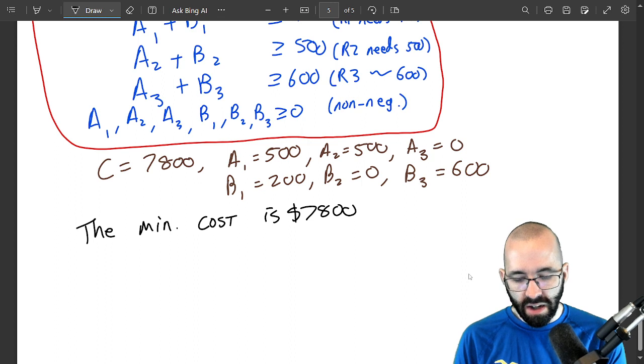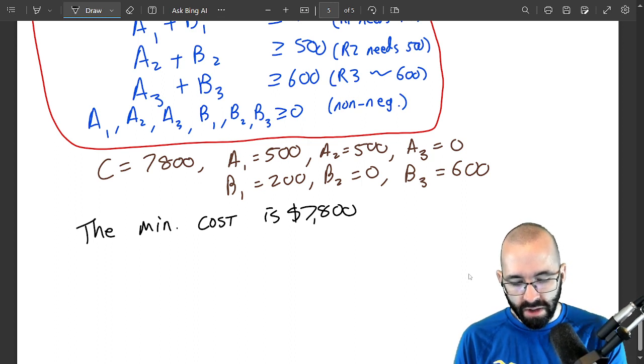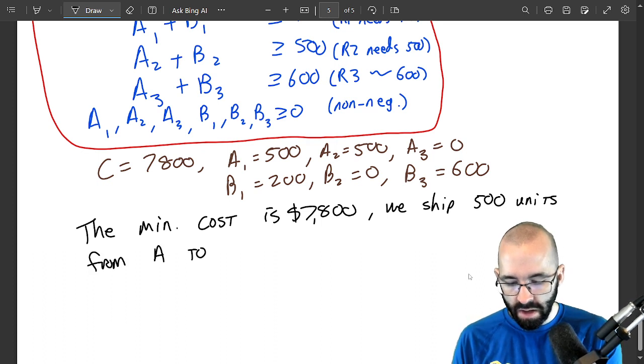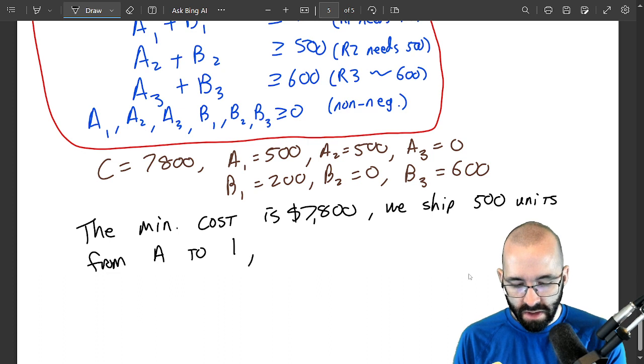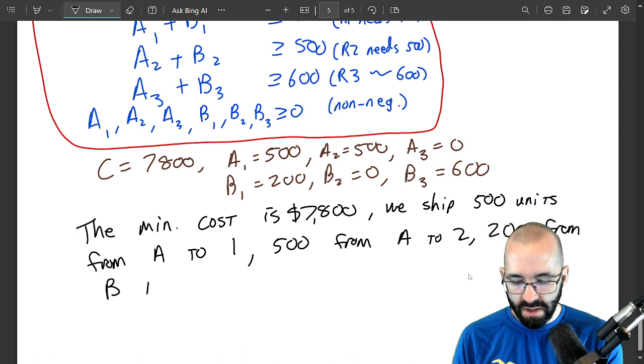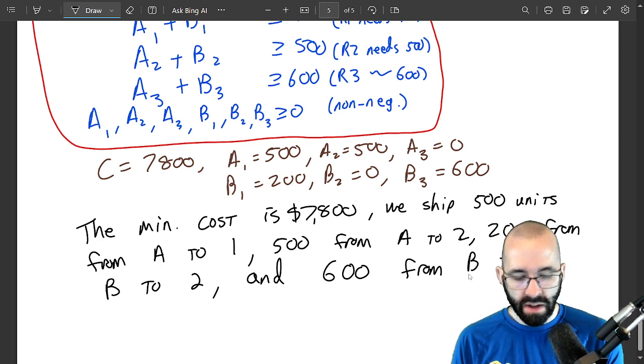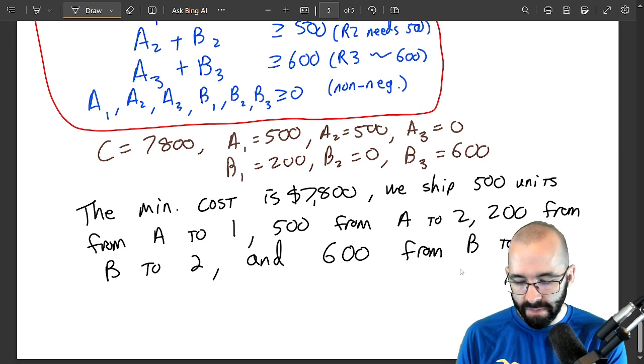The minimum cost is $7,800. And we ship 500 units from A for retailer 1, 500 from A to 2, 200 from B to 2, and 600 from B to 3. You don't have to specify the zeros here.